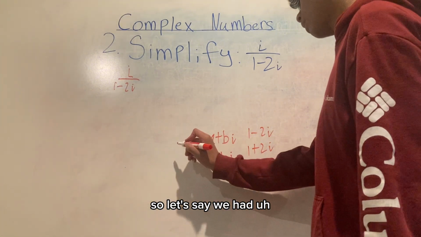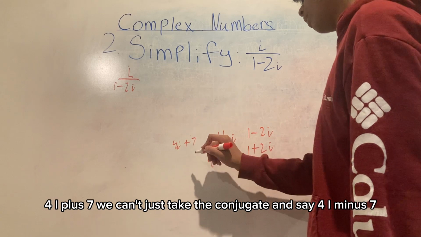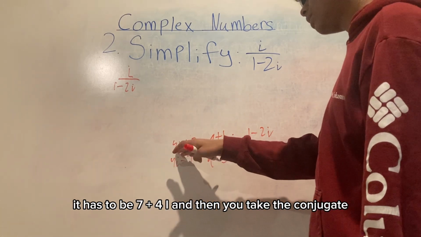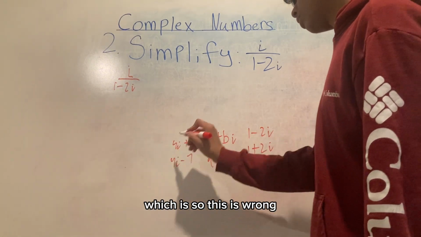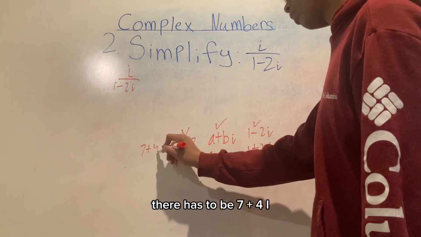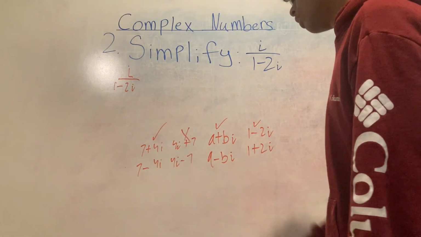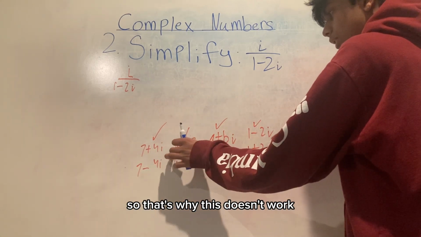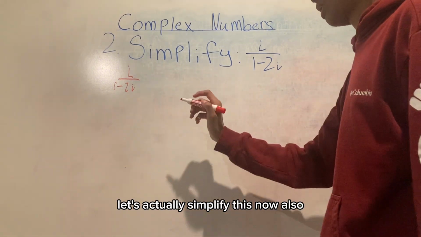So let's say we had 4i plus 7. We can't just take the conjugate and say 4i minus 7. So this is wrong, this is right, this is right. It has to be 7 plus 4i, and then the conjugate is 7 minus 4i. So you have to start with a plus bi. You see how this is bi plus a, so that's why this doesn't work. Okay, so with that knowledge, let's actually simplify this now.